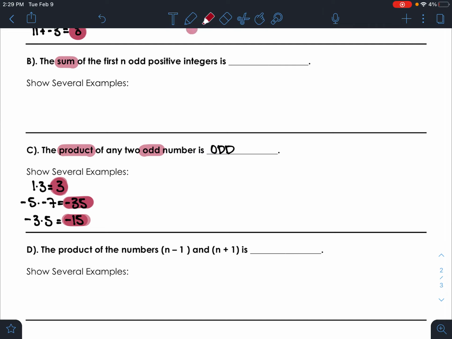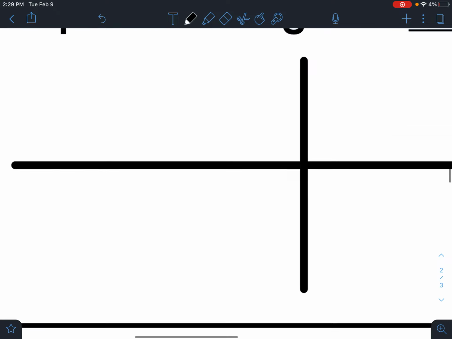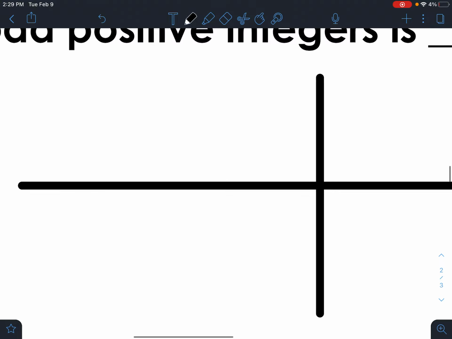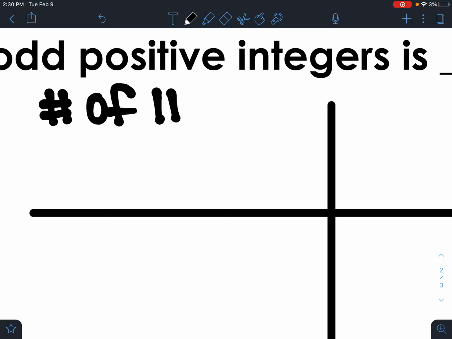Again, that doesn't make much sense, but what I want to do is organize it in a chart. Let's have a long column. It's going to sound strange, but the first column is going to be the number of numbers being added.